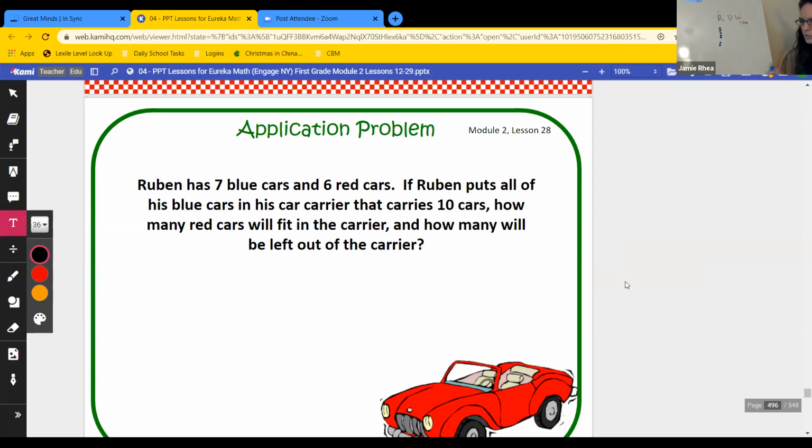All right, now, Ruben also had 6 red cars, so let's draw 6 red cars. Now, I have 7 right here, so let's keep going down till we make 10. So here's 1, 2, 3, 4, 5, 6. So we have 6 red. Now I can draw a line through this one because there's 10.